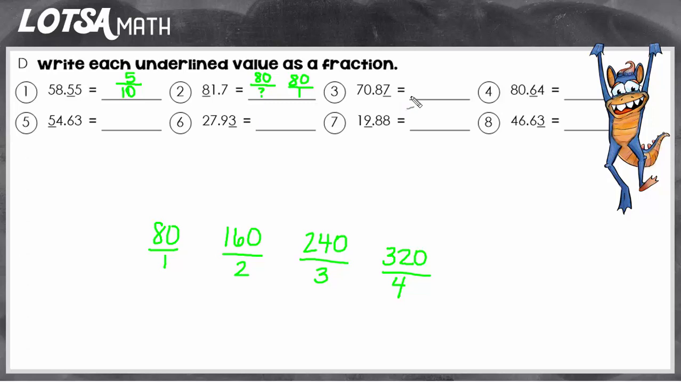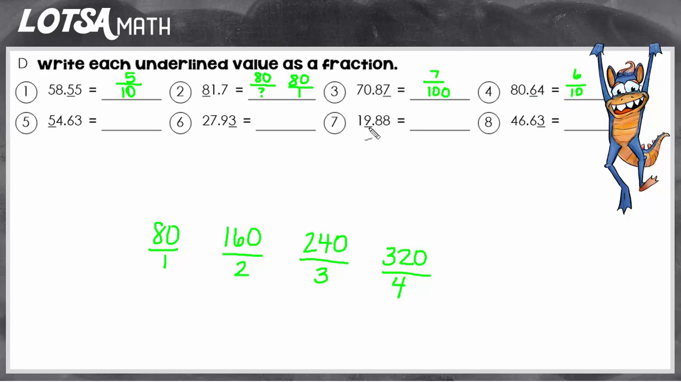So let's look at number 3. We have a 7 in the hundredths place. So the value is going to be 7 hundredths. And that one you just write just like it sounds, 7 hundredths. So on number 4, we have a 6 in the tenths place. So that's going to be 6/10.